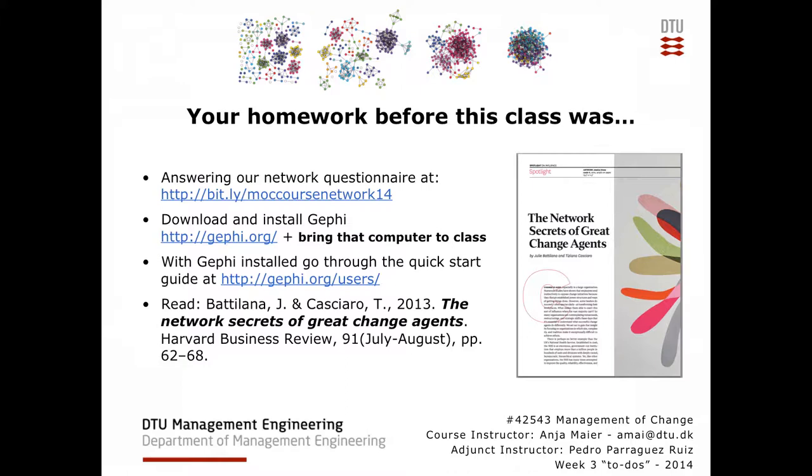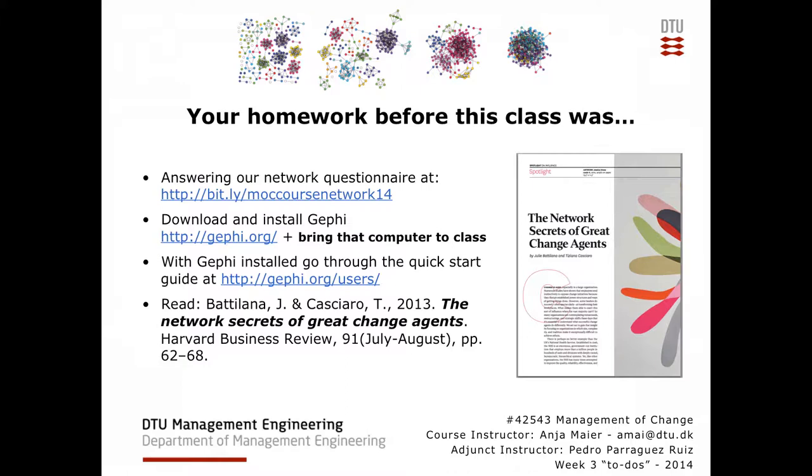Who has not installed Gephi or done anything related to the Quick Start Guide? Is anybody having complications with that? Because if that's the case, then in the groups, you need to be particularly keen on helping that person that perhaps doesn't have Gephi on their computer or was a bit stuck with something. We will go through how to play with Gephi a bit, but try to help the one that perhaps couldn't get a hold of it.